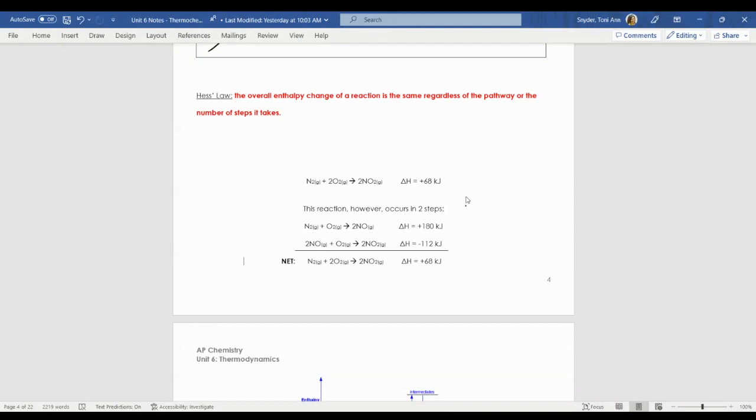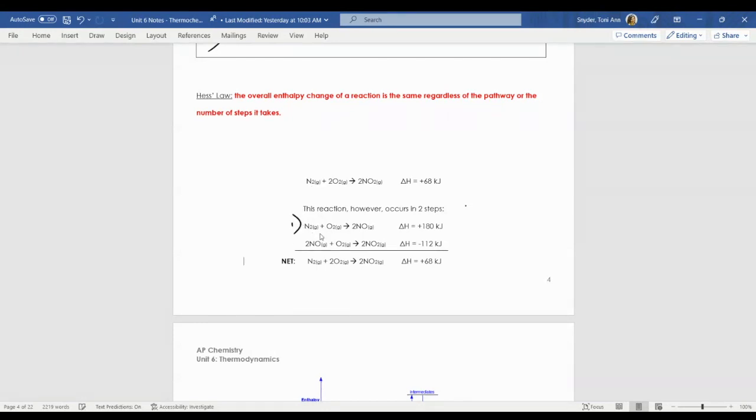So if I take a look at this reaction up here, nitrogen and oxygen form nitrogen dioxide, and this delta H is 68 kilojoules. So I would have to input 68 kilojoules in order for this reaction to occur. However, we're going to find that reactions don't always occur in one step. This is a kinetics thing. We'll talk about kinetics last. This reaction actually occurs in two steps.